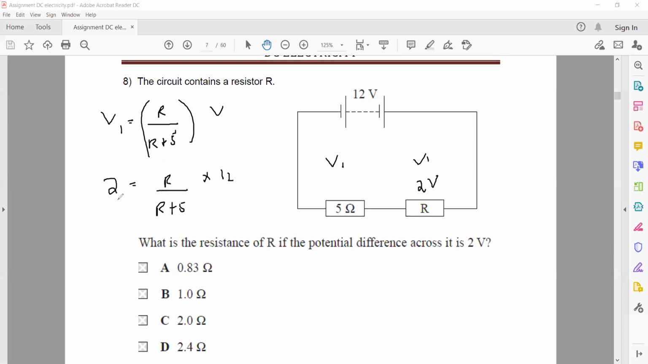So R plus 5 is multiplied there, so this will become 2R plus 10 is equal to 12R. So when you solve, 2R will move to the other side. So 10 is equal to 10R, or R is equal to 1. So that's why B is the right answer.